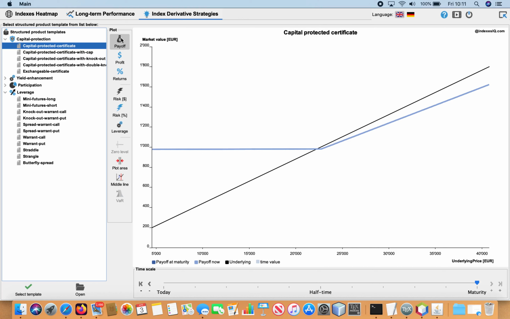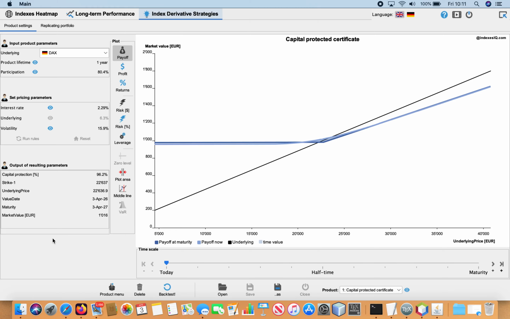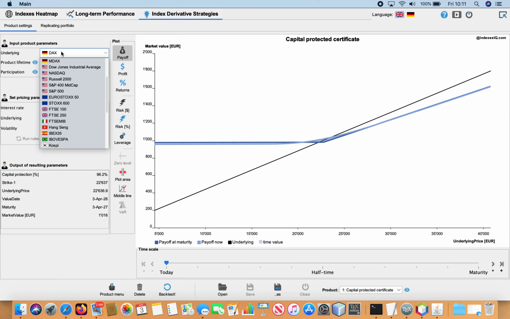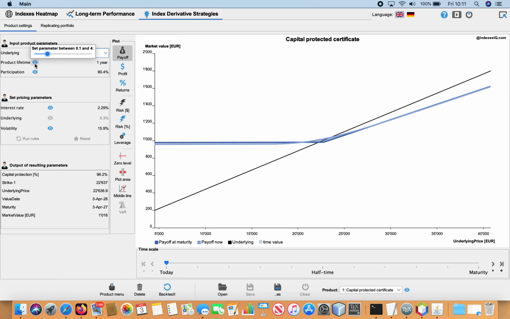But let's take a simple example. Let's take the capital protected certificate, and I can drill down into this one by clicking on select template. Now, here I have the different parameters of this product that I can play with. So here I have the input parameters. I can select the underlying, the product lifetime, and the so-called participation level, which is basically showing me to what degree I'm participating in the upside.